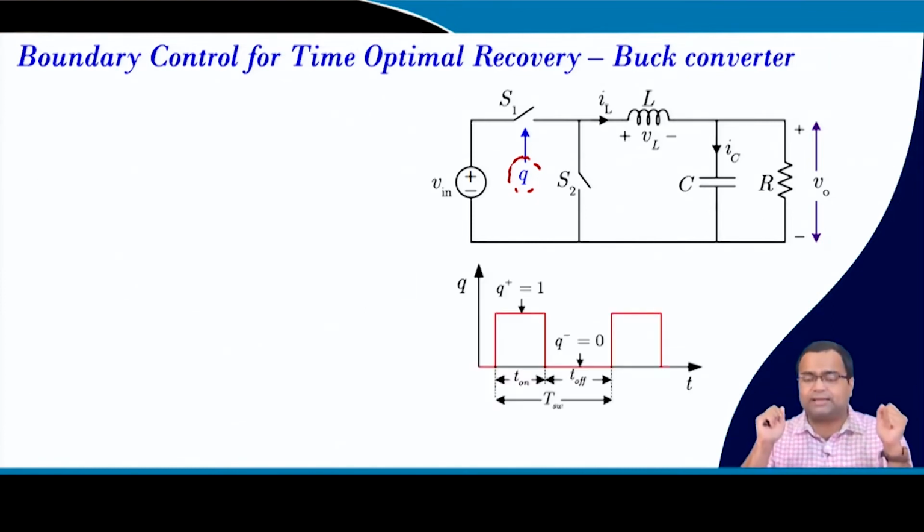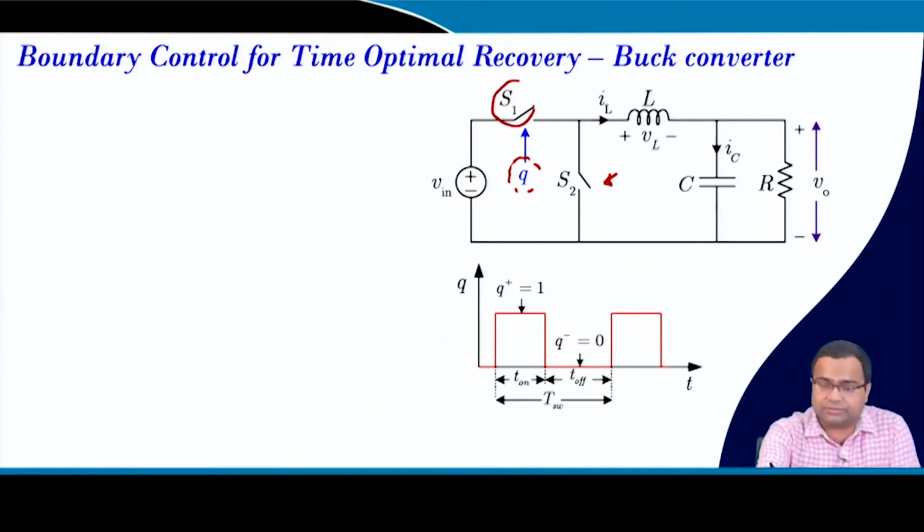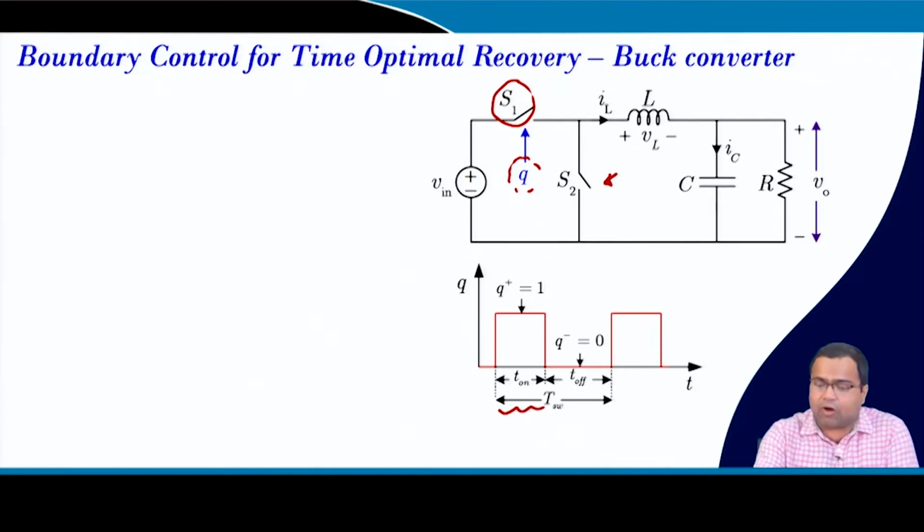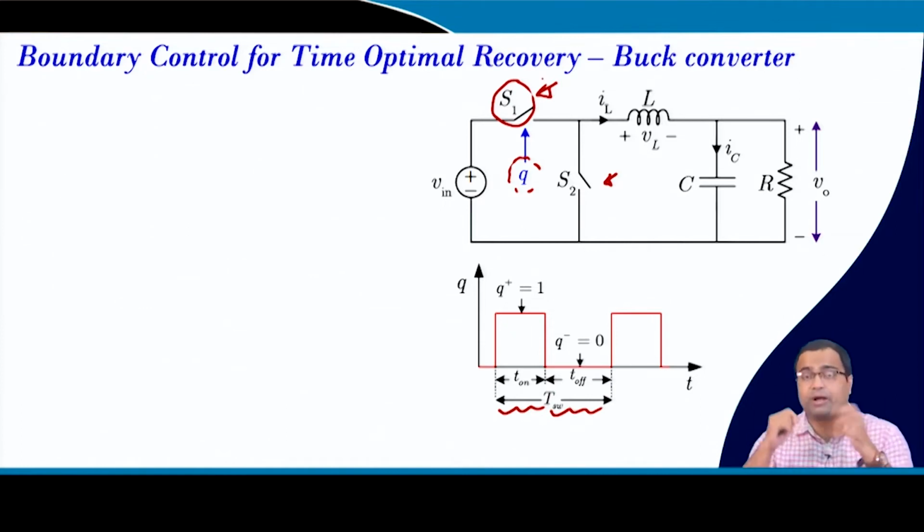The objective here is to turn this controllable switch on and off, because the other switch ideally is the complement of this high side switch, but practically there will be a dead time. So our objective is to generate the on time and off time of this controllable switch, which is the high side switch for a buck converter, and the low side switch for a boost converter, because that is the switch you are going to control. So we need to generate a set of on time and off time.